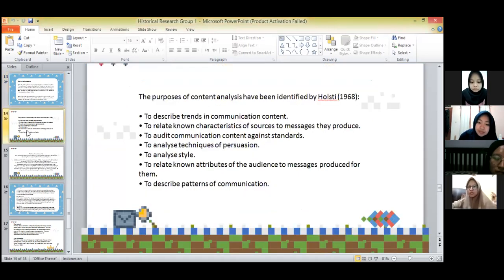The purposes of content analysis have been identified by Holsti 1968. Number one is to describe trends in communication content. Number two is to relate known characteristics of sources to messages they produce. Number three is to audit communication content against standards. Number four is to analyze the techniques of persuasion. Number five is to analyze style. Number six is to relate known attributes of the audience to messages produced for them. And the last is to describe patterns of communication.